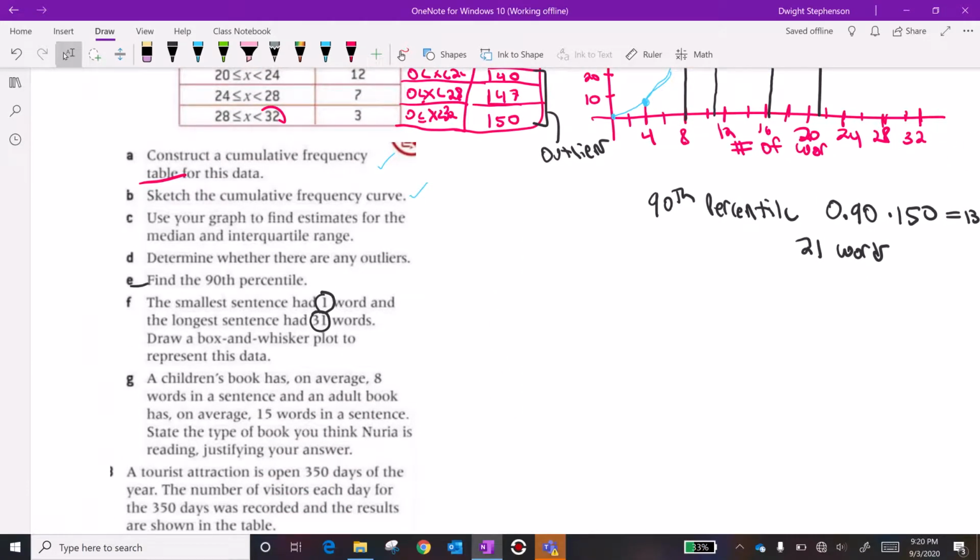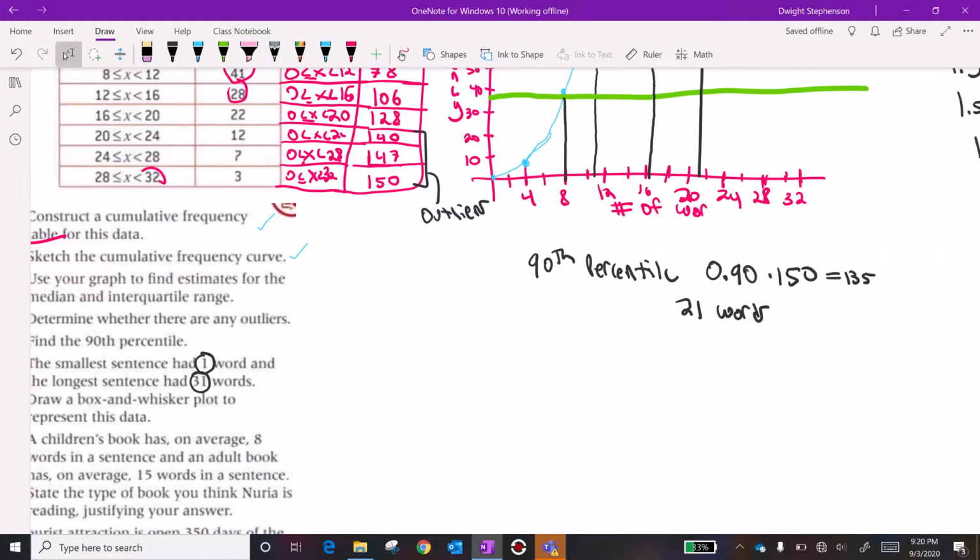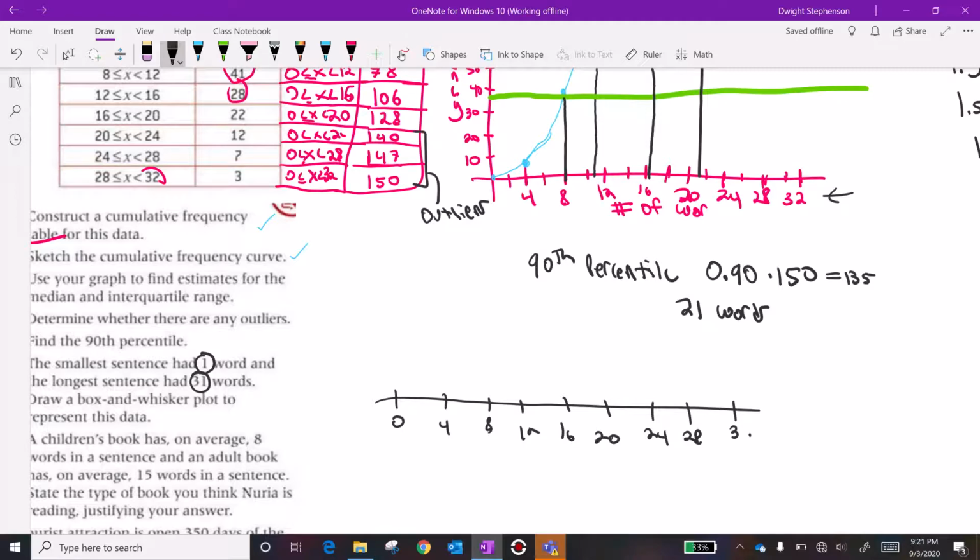The last one said draw a box and whisker plot. So for F, a box and whisker plot is where you draw a number line, pretty much the same as the number line you have up here, right? So you're going to do 0, 32, 16, 8, 4, 12, 24, 28, and 20. You're going to plot your min, which is 1, right? So min is 1, max is 31, and I messed this up again, this should be 32.